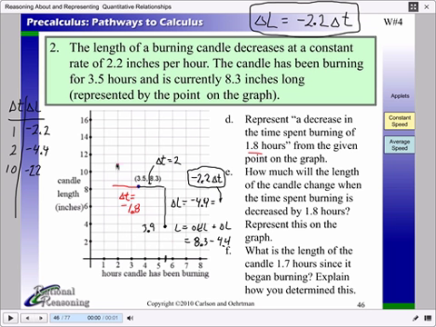Okay, so how much does it grow? 3.96. 1, 2, 3, right about there. So that delta L is negative 2.2 times our negative 1.8, and that equals 3.96. So what's the new value of L? The old value of L, 8.3, plus the increase, 12.26.